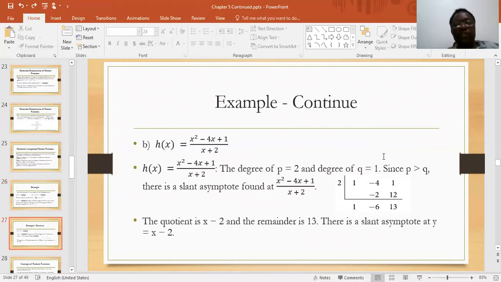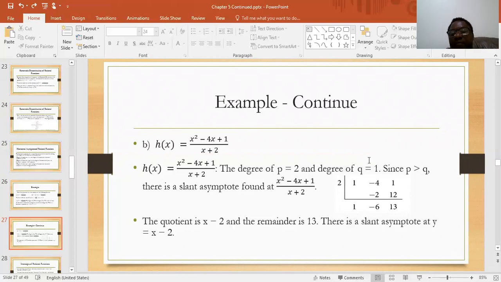Now let's look at the second function, h of x equals (x squared minus 4x plus 1) over (x plus 2). Here, numerator and denominator have different degrees, and the degree of the numerator is higher than the degree of the denominator. In this case, synthetic division could help us to see a type of asymptote called a slant asymptote. It is the quotient in the division by x plus 2. So now we divide x squared minus 4x plus 1 by x plus 2 using synthetic division.